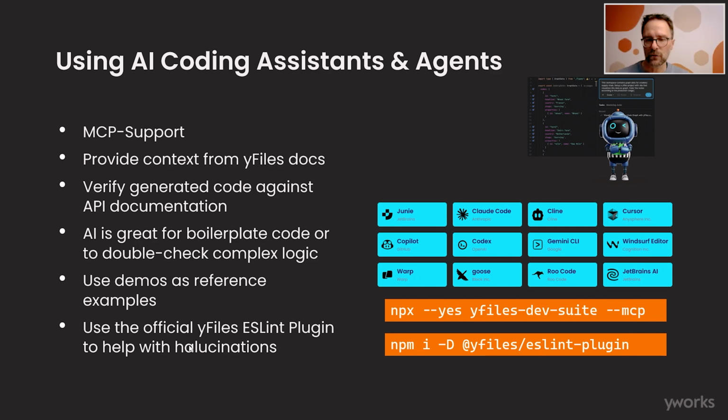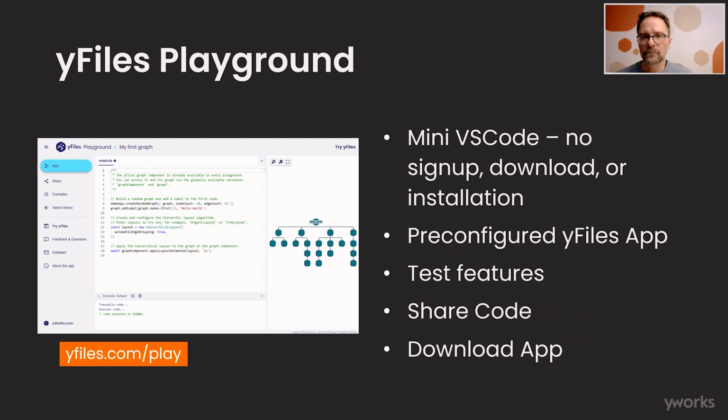Also, make use of the official yFiles ESLint plugin. If your model hallucinates and comes up with older yFiles code, because many of these models have been trained on older yFiles versions, and they may hallucinate older code or code for edge cases that they haven't looked at too much, the ESLint plugin will help you get rid of many of the hallucinations, and the MCP tool will help the model base its answers on actual facts.